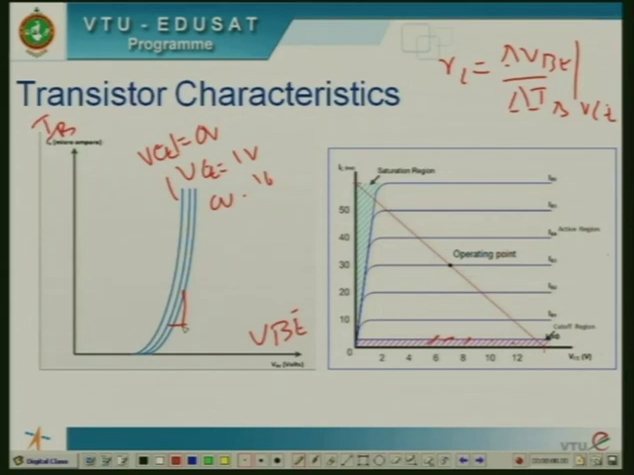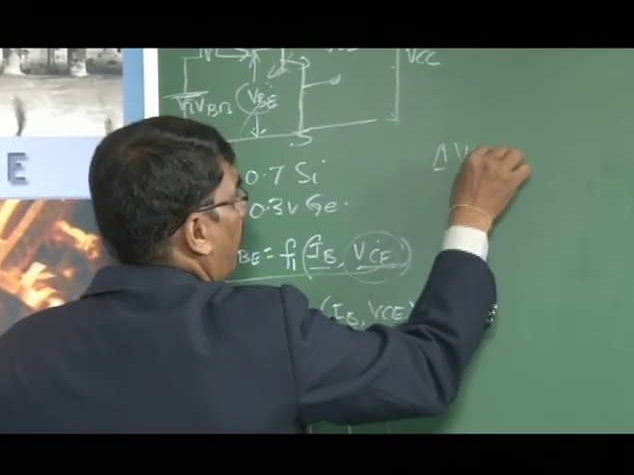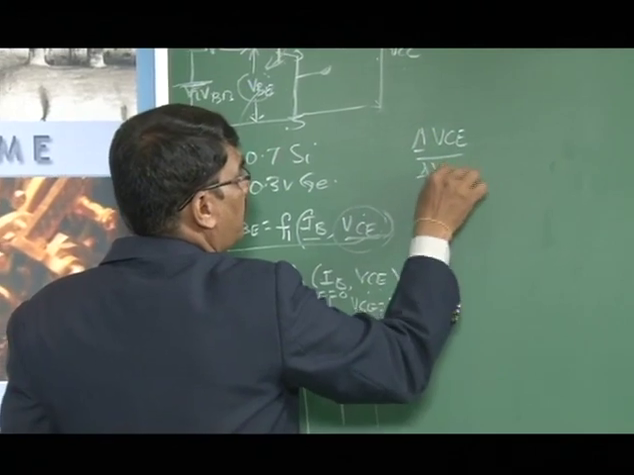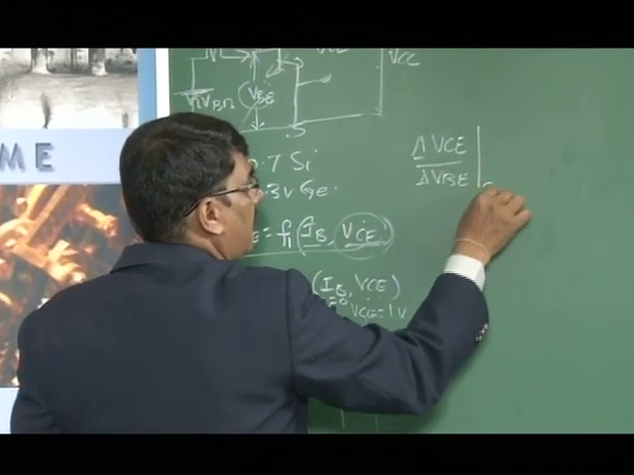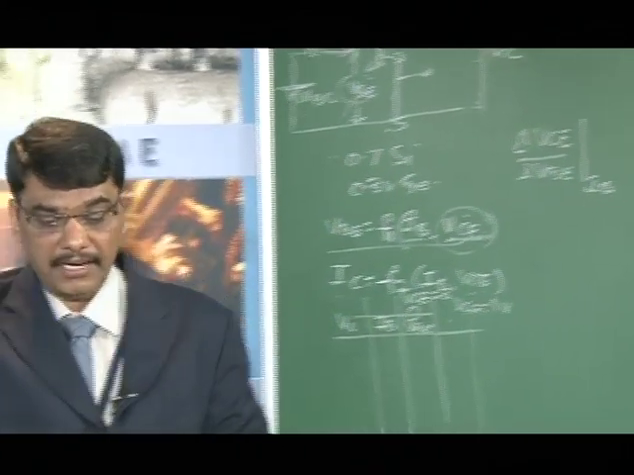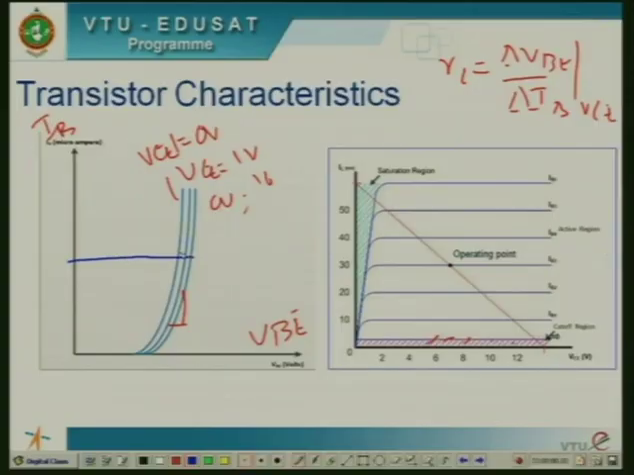Second, as a ratio of output voltage and input voltage, you get the voltage gain, which is the ratio of the change in output voltage to the change in input voltage with a constant IB. This can be obtained by drawing a line, taking any two slope points and measuring the change, which gives the voltage gain.